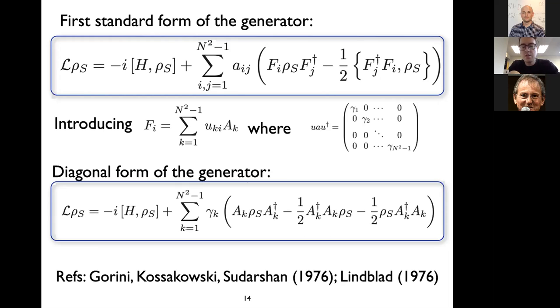Someone asked, does this calligraphic L give the Lindbladian, or Lindblad operator? Basically, this then gives you the diagonal form of the generator. This is what's commonly referred to as the Lindblad form of a master equation.